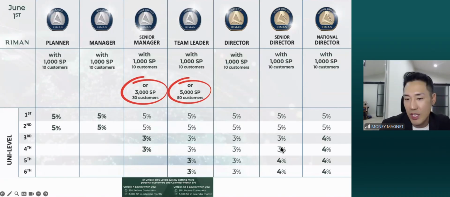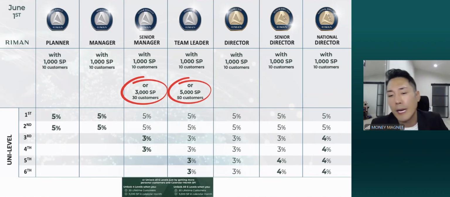Never say never. Don't ever rule yourself out. So as long as you do the work, there will always be an avenue for you to make lucrative income selling K-beauty. And as you know, once you become a team leader, director, senior director, national director, you're going to unlock 6 levels, anywhere from 5, 3, 4% adjusting, but it's very, very lucrative.